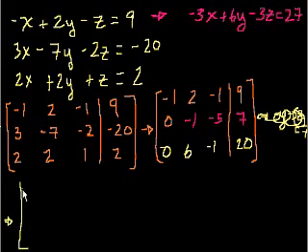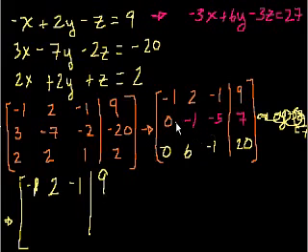So let's write the augmented matrix. We're not changing the top line, so we get minus 1x plus 2y minus z is equal to 9. We're actually not even changing this equation, so we're getting 0x minus y minus 5z is equal to 7. And now we're replacing this with this plus 6 times this.